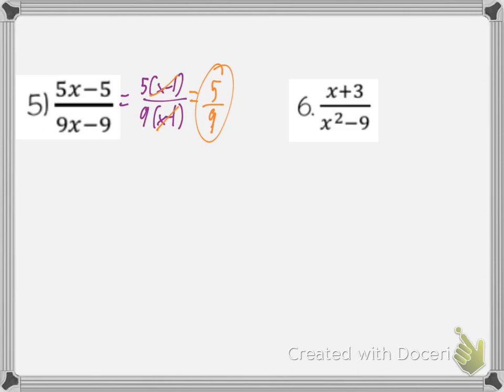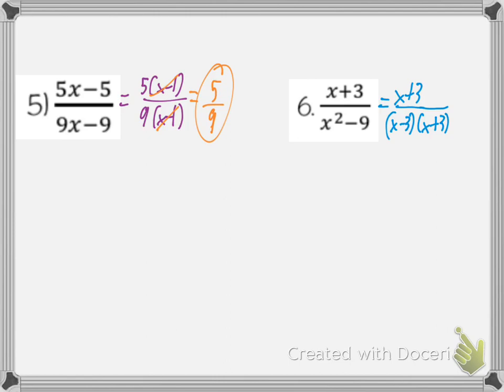Moving on to number 6. The top, x plus 3, can't be factored anymore. We look for a GCF, there is none, and it's two terms, so we look for difference of two squares, but it's not. The bottom, though, is a difference of two squares. So the top will say x plus 3. The bottom ends up becoming the square root of the first, x, minus the square root of the second, 3, times the square root of the first, x, plus the square root of the second, 3. So x minus 3 and x plus 3. And you can flip those around, it doesn't matter. You can do x plus 3 first.